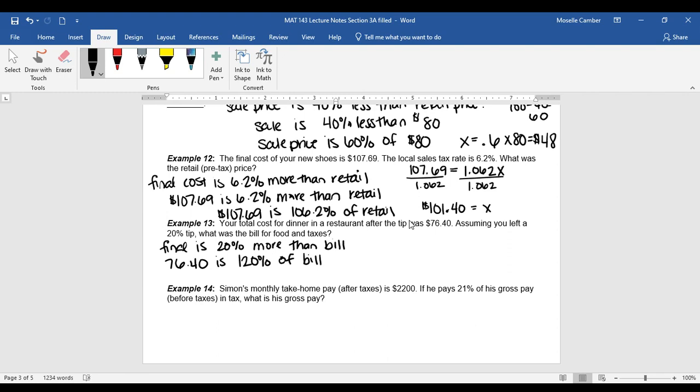So just like we did here in example 12, we have 76.40 equals 1.2, because 120% as a decimal is 1.2. Of means multiply, we don't know the bill, so we'll have a placeholder or a variable. Divide both sides by 1.2, and you get that your food bill was $63.67.